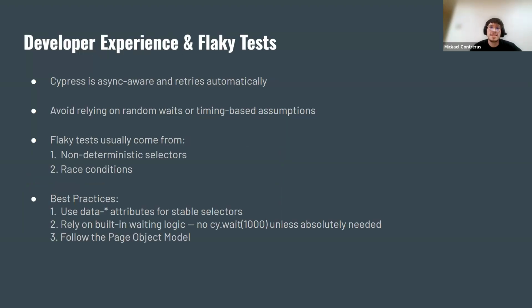Covering some flaky tests. So Cypress is great at handling async behavior. It automatically waits for elements to appear and retries the commands until things are ready. But it's not magic. You can still end up with flaky tests if your selectors are inconsistent or your app has race conditions. For example, if you're selecting a button with a vague class that sometimes changes or clicking something before the DOM is fully updated, those tests might fail randomly.